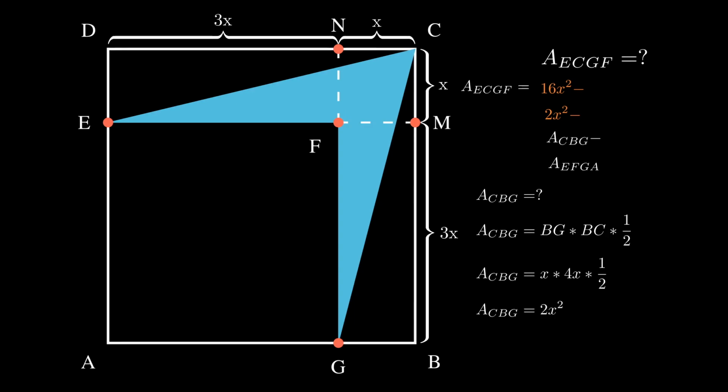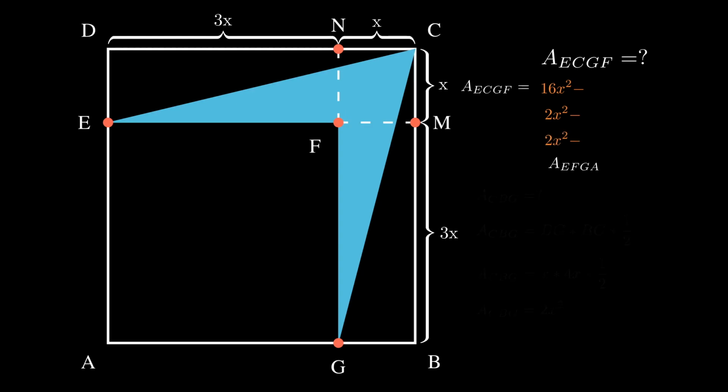We are now left with the calculation of the last area, which is the area of the square EFGA. Calculating the area of the square is essentially the length of one side multiplied by itself. So we take EF. EF is 3x, so we get 3x multiplied by 3x, which gives us the area of EFGA as 9x squared. And we plug it back in the initial calculation.